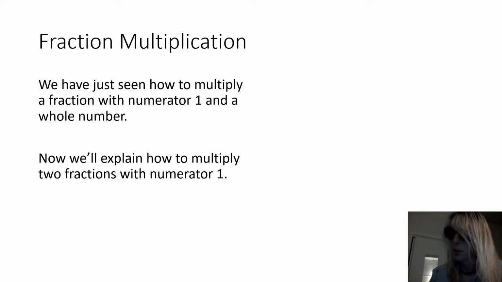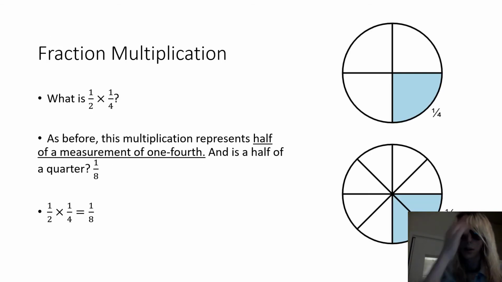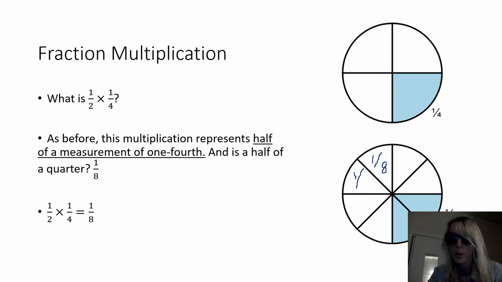Okay, now we're going to multiply 2 fractions with numerator 1. That's the next goal. So what is a half times a quarter? Well, I think we can just see from the picture. We know what a half times a quarter is. That means half of a quarter. That means a quarter split into 2 pieces. And what is a quarter split into 2 pieces? Well, I think we know it. It's 1/8.